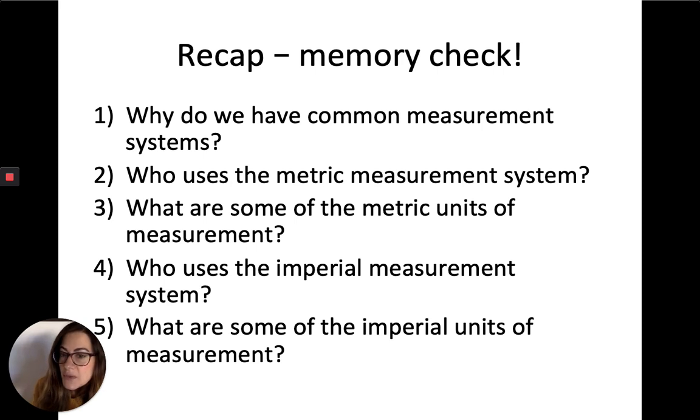Who uses the imperial measurement system? And do you know any imperial units of measurement? Now that last question isn't really recap because we haven't talked about it a lot yet. So just think about whether you know any of those. Now, I've forgotten to put my pause sign here, so I'm just going to tell you: pause the video and have a go at answering the questions, and press play when you're ready.